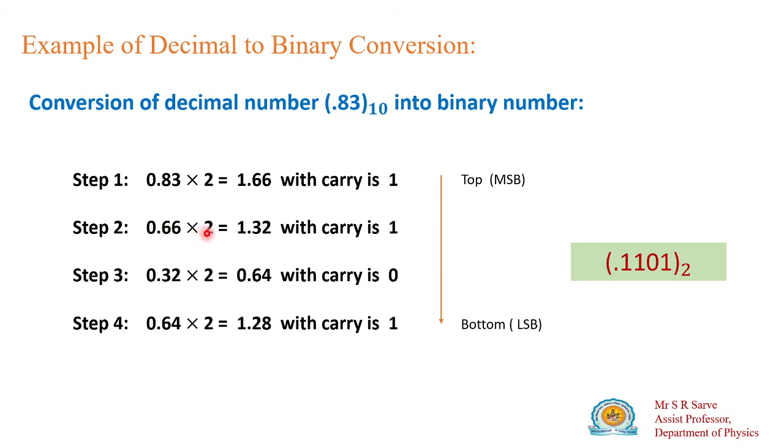Then again multiply it by 2. 0.66 into 2 means 1.32. Then what we'll get, we'll get 1 point something. So 1 is the integer, and what is the decimal fraction? 0.32. So 0.32 will be here, 1 will be here. So with the carry 1, the remaining decimal fraction is 0.32. Then this 0.32 has to be multiplied by 2 again. Okay, so multiplying 0.32 with 2, you will get 0.64.